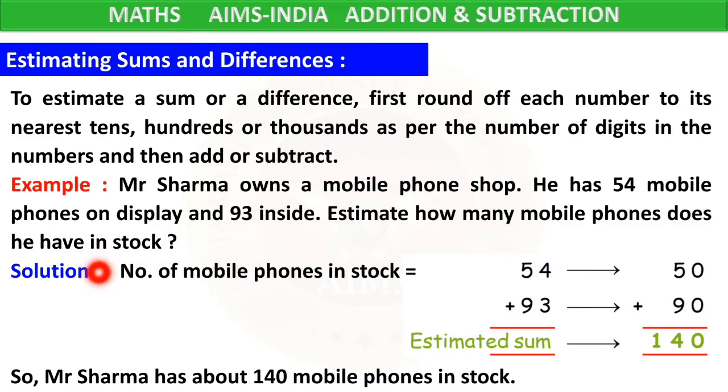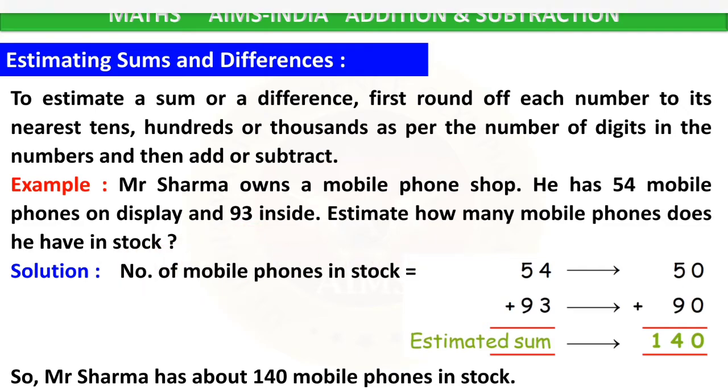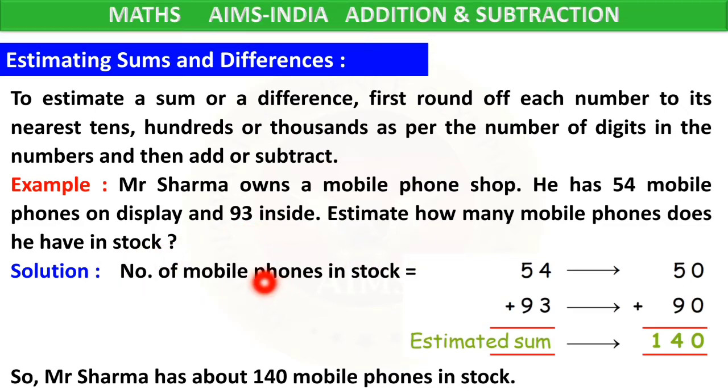See, what are they saying? Mr. Sharma has a mobile shop, it seems, okay? And he has 54 phones on display. You know what is on display? When we enter a shop, we see so many phones around us, right? So that is called on display. For us to see, there are 54 mobiles in his shop and 93 he has kept inside, okay?